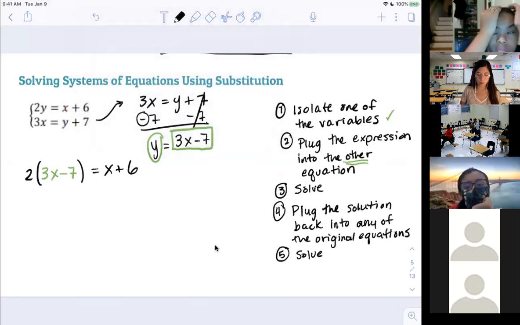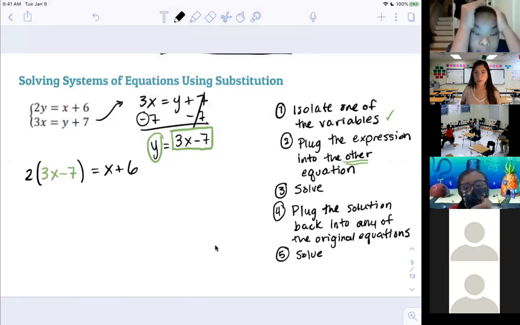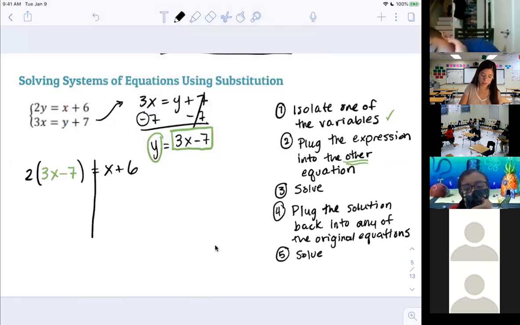Okay, I plugged it in for y on the top equation. How many variables do I have in this equation? How many different letters? Just one. I only have x. I don't have any more y's. I only have x's. So this equation I can solve and get an answer, get a number.